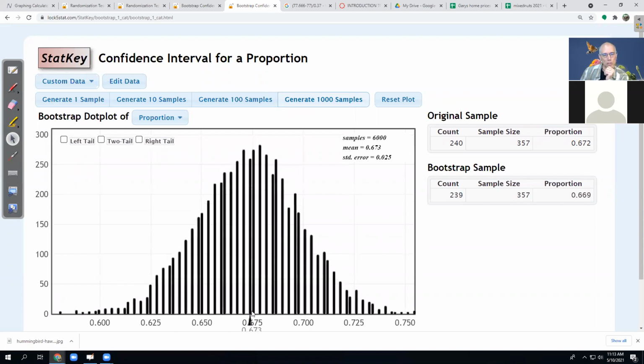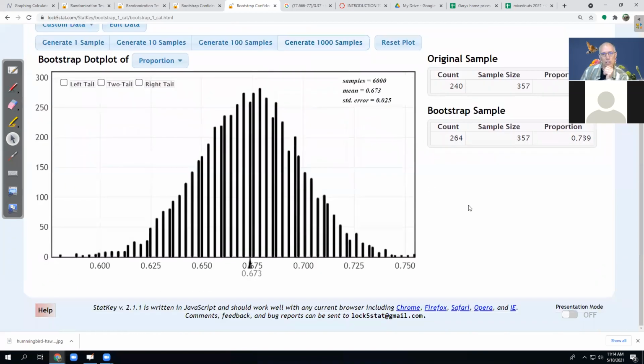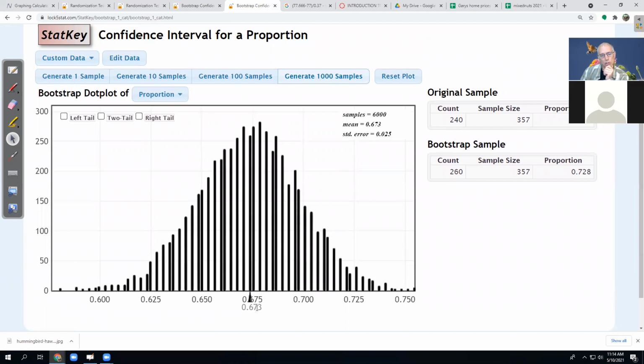So here notice the StatKey scroll, there we go. The 67.3, I'm doing a confidence interval. In a confidence interval, it's the sample that ends up at the bottom. In a hypothesis test, it's the null that ends up at the bottom. So those are two slightly different ideas, but this is still a symmetric bell-shaped curve.